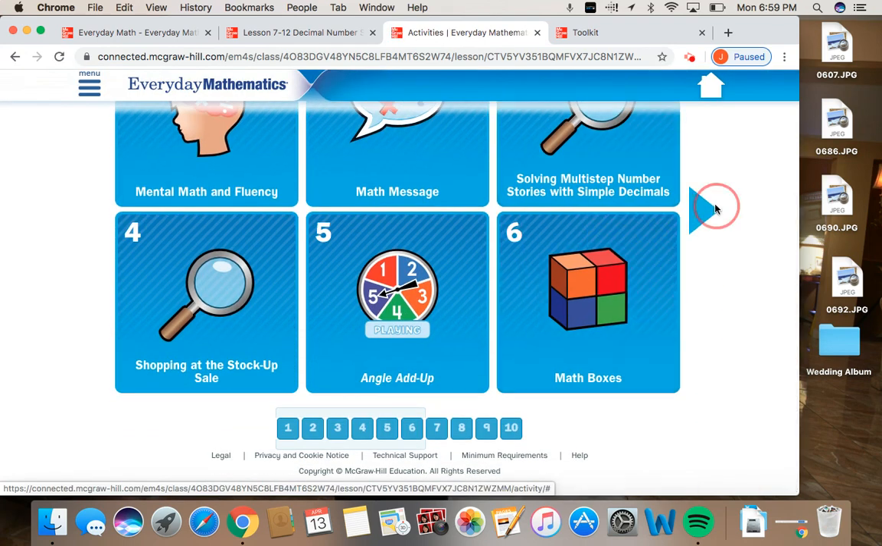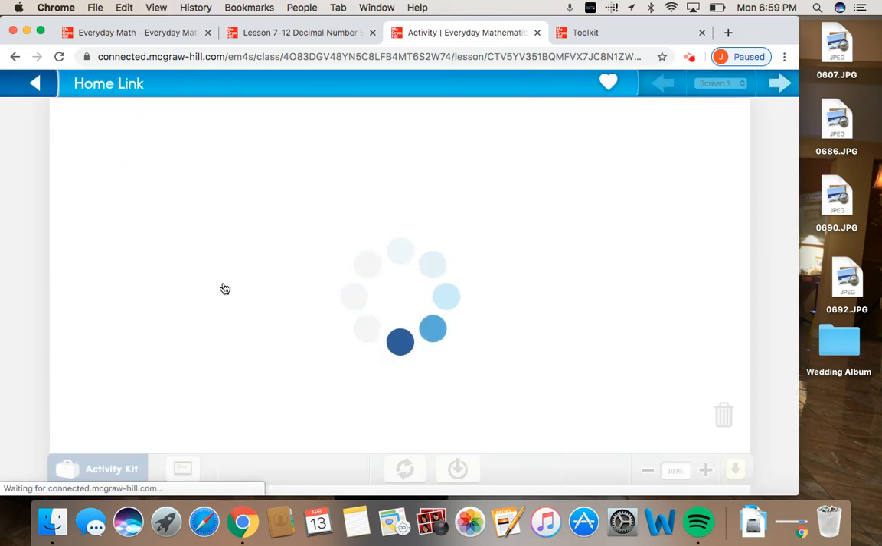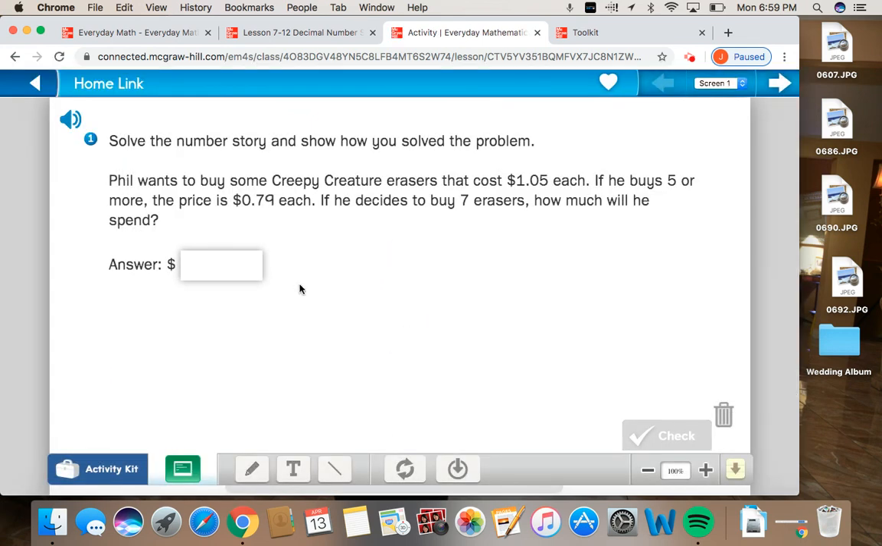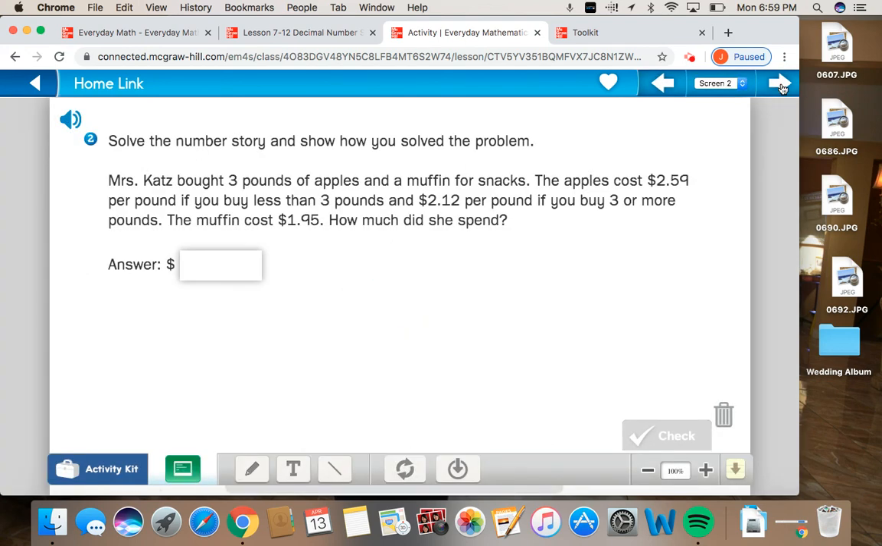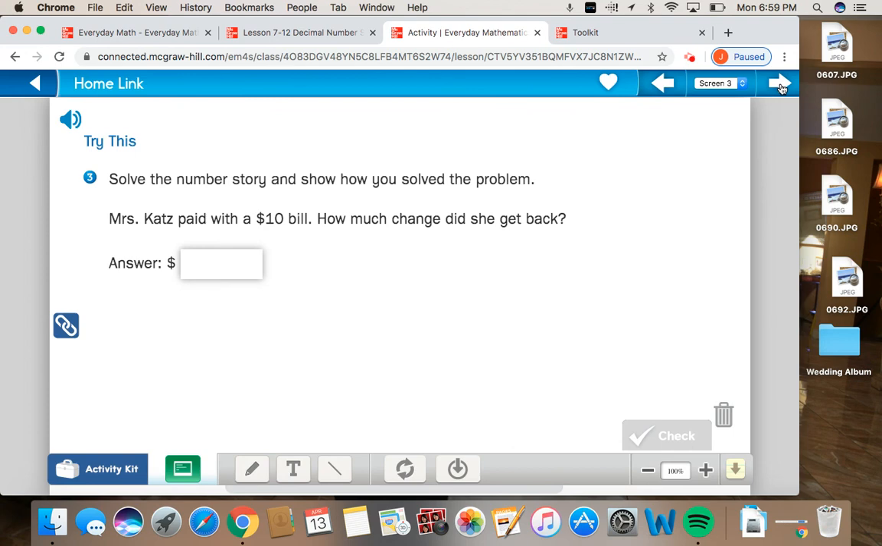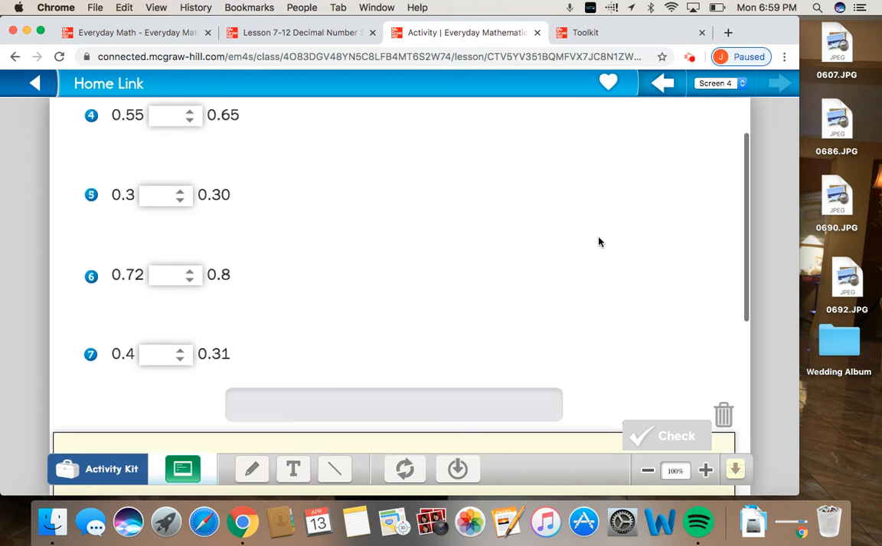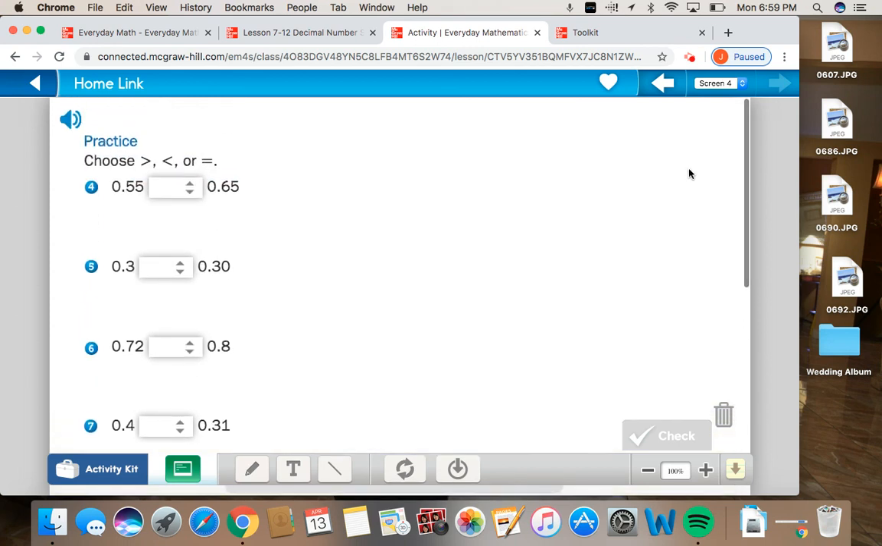And let's take a look at your home link as well. Here's your home link. Here's problem number 1. Very similar problems to the ones that we did today. Here's another problem. And some comparing decimal problems. Don't forget to change them into money.